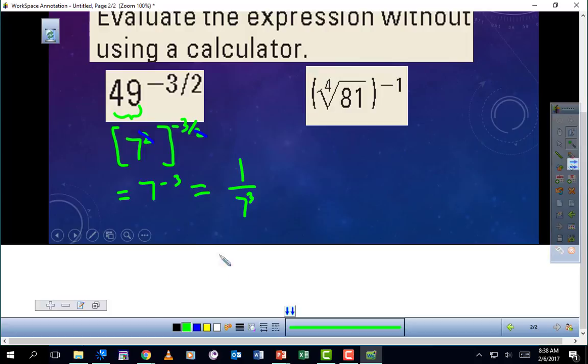And I would venture to say that as long as it's not too cumbersome to do this calculation, you should just go ahead and do it. So in this case, we would get 1 over 343, I believe. Okay. Any questions on this example here?